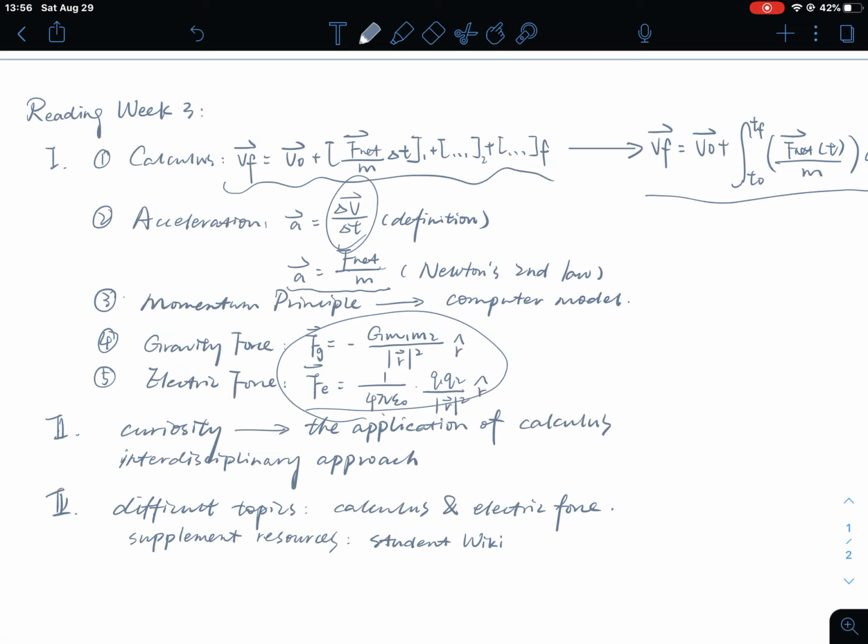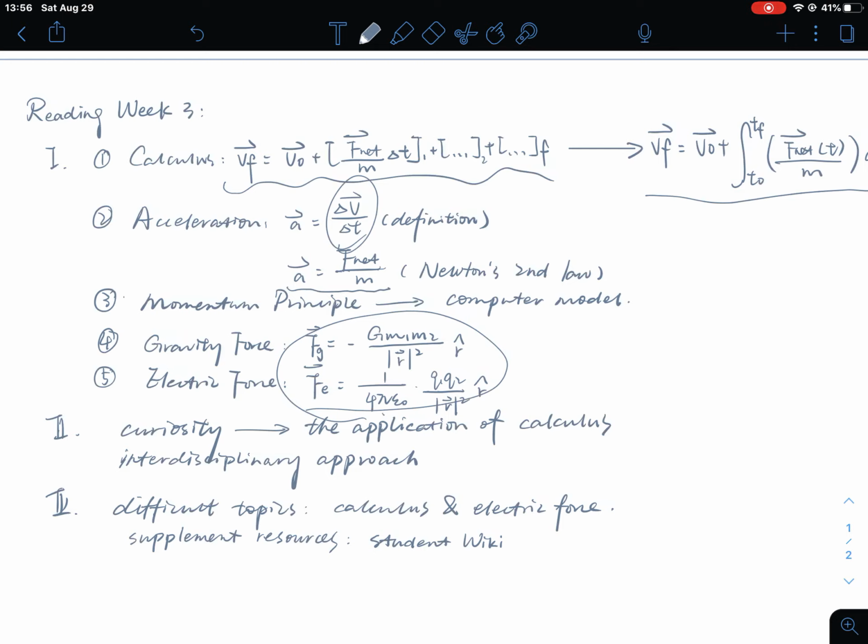For me, the difficult topics covered in week 3 are calculus, as I mentioned above, and the electric force. Although I've learned electric force before, the concepts related to electricity and magnetism are just a little abstract for me, so it took me some time to fully understand the magnitude and the direction of the forces exerted on each object.